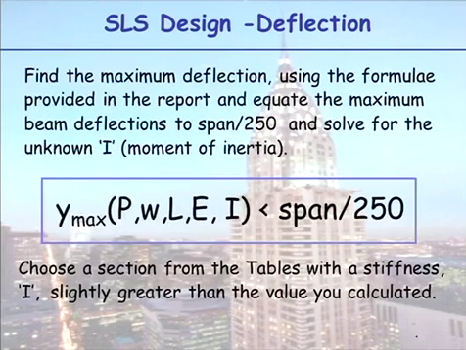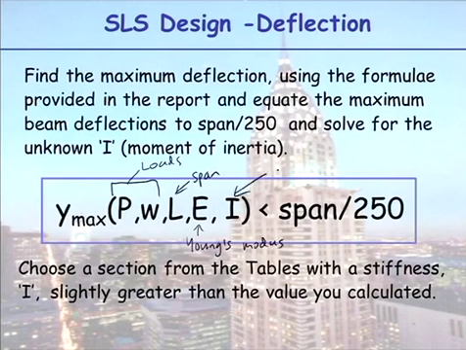And then the formula for the maximum deflection is a function, of course, of the load and the span. So this is the span. These are the loads. And they are a function of Young's modulus, how stiff the material is, and my moment of inertia, my section modulus. So you can see, of all those variables, which one don't we know? We don't know our section modulus.